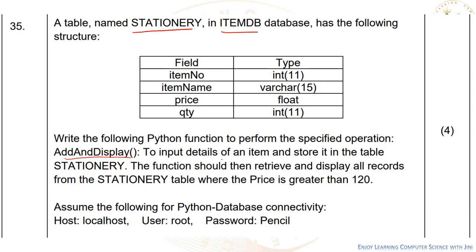This function will input the details of an item and store it in the table stationery. The function should then retrieve and display all records from the stationery table where the price is greater than 120. Now assume the following for Python database connectivity. Host name, username and password are given. Now let's write the code.